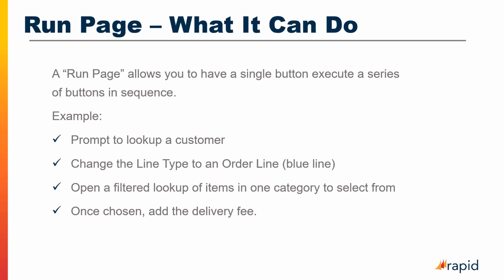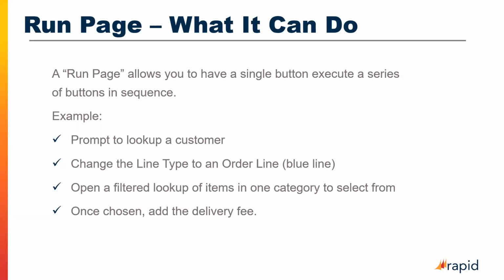So step 1 for us is prompt to look up a customer. So we add our customer to the ticket. Number 2, change the line type to an order because of course our default is sales. So when we're doing something, we want to convert that to an order. Open a filtered lookup of items in one category, so we can select an item in a whole category. And then once that item is chosen, add in the delivery fee for that item.